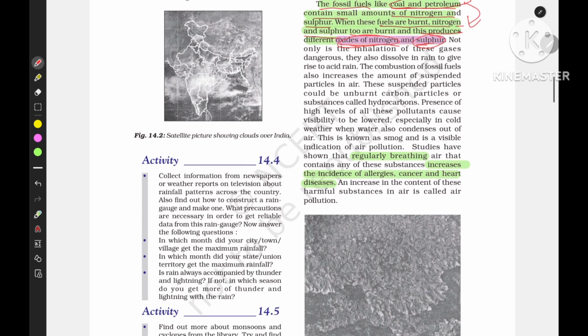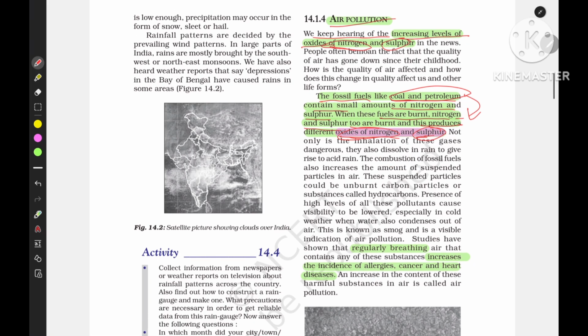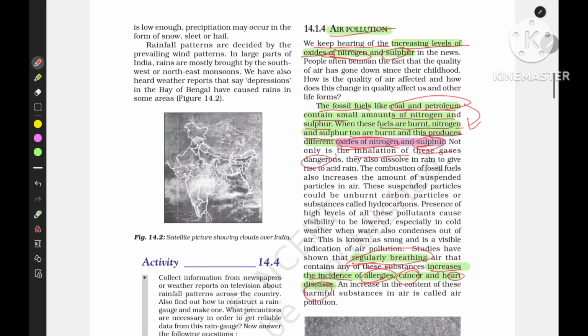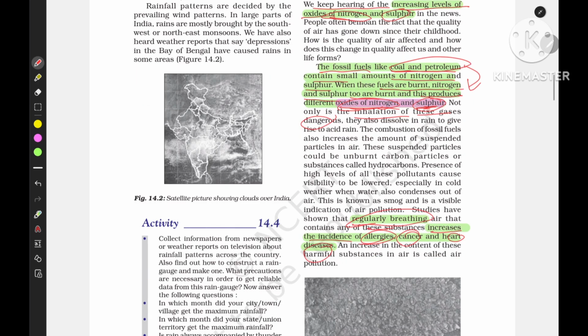These are very dangerous for our environment, because when we inhale them, these are dangerous gases, and when we regularly inhale them, it increases the incidence of allergy, cancer, and heart diseases. So nitrogen and sulfur oxides cause air pollution.